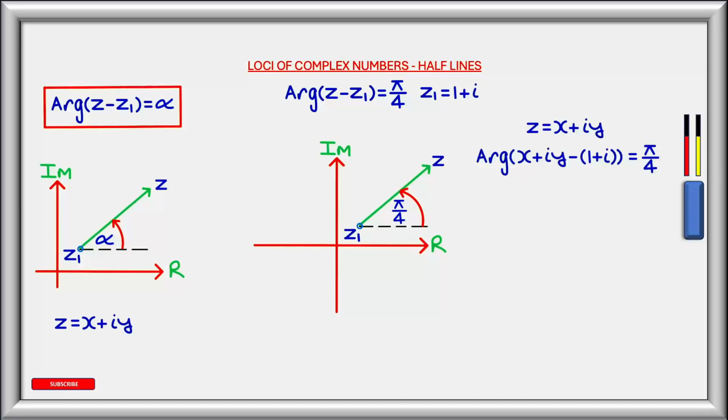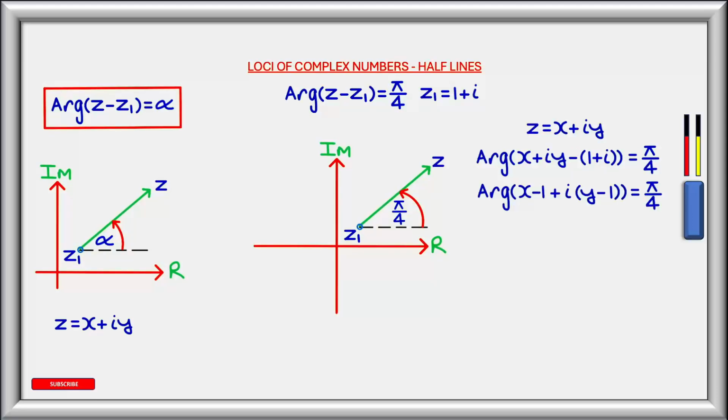So we can start by replacing z with x plus iy and z1 with 1 plus i in the standard form. So we have the argument of x plus iy minus, in the bracket, 1 plus i is equal to pi by 4. And grouping the real and imaginary parts of this, we have the argument of x minus 1 plus i times the bracket of y minus 1 is equal to pi by 4.